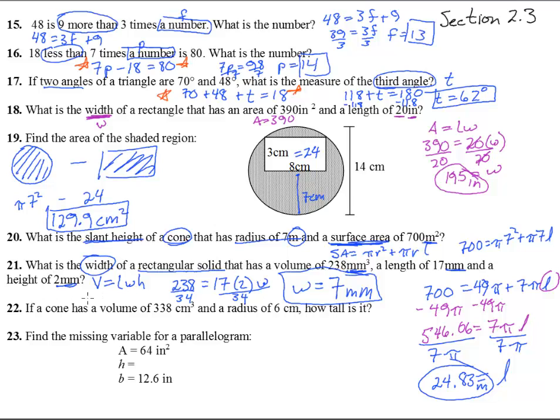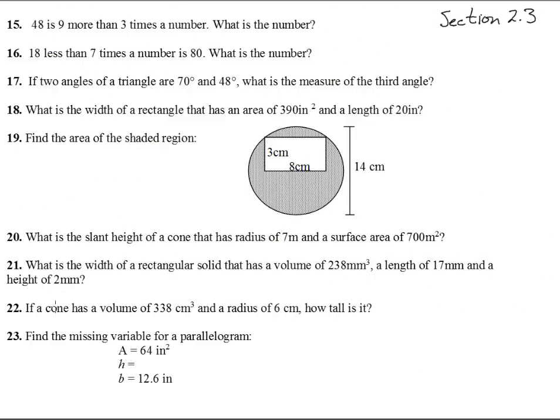Okay, number 22. Ooh, a cone. Let's get some white space to work in. So on 22, we're going to have a cone, and we're looking at its volume. Volume is 1/3 pi r squared h. Turn back the page there. You'll find that formula. So we have the volume is 338. It's 1/3 times pi times radius squared times h.